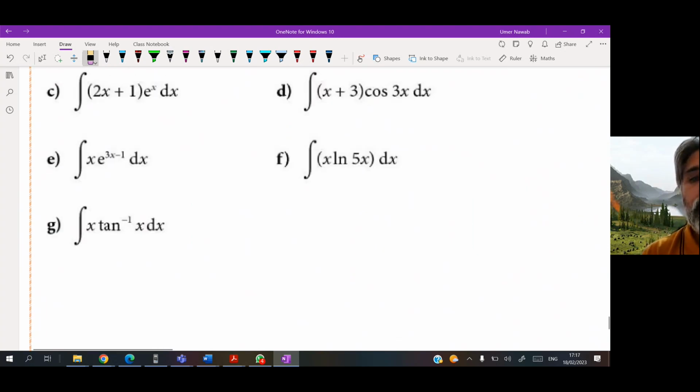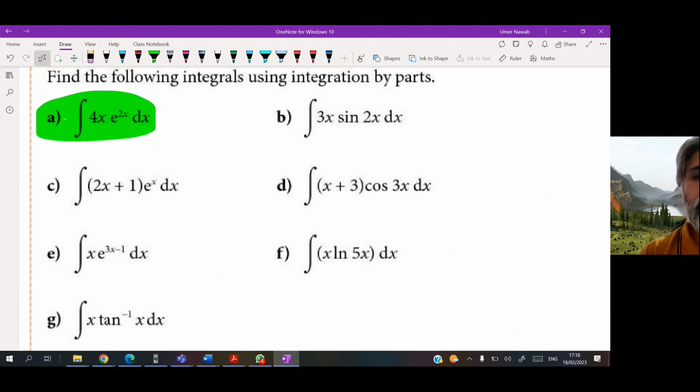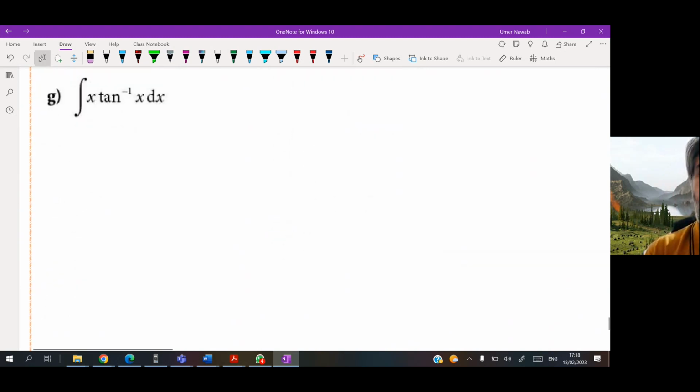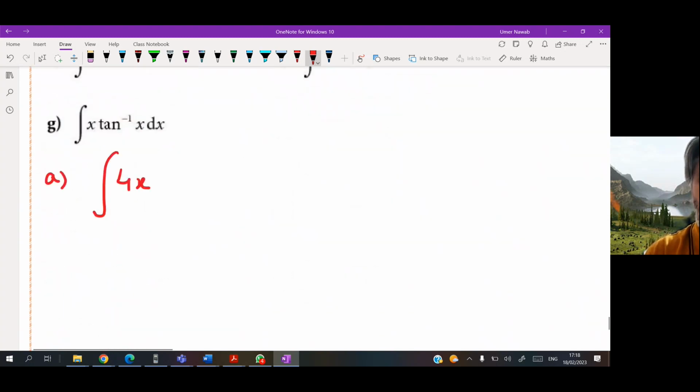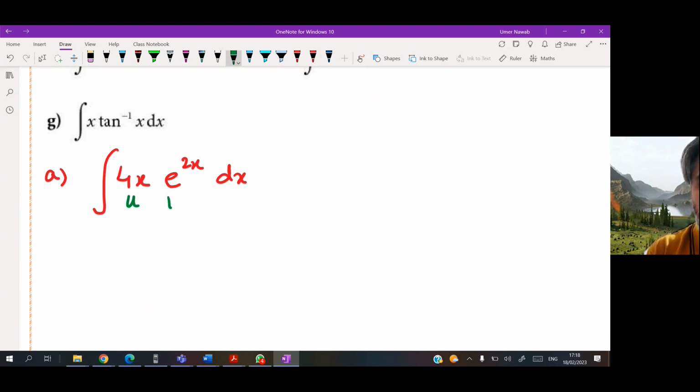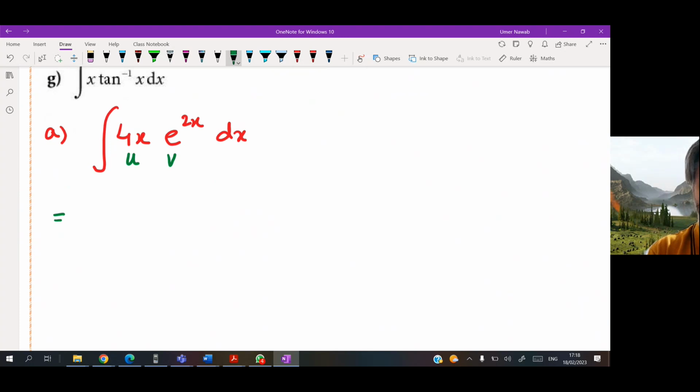It's not given in MF19, but in a different way it is given. So let me write a question: 4x e raised by 2x. This is u, this is v. What is the formula I told you?